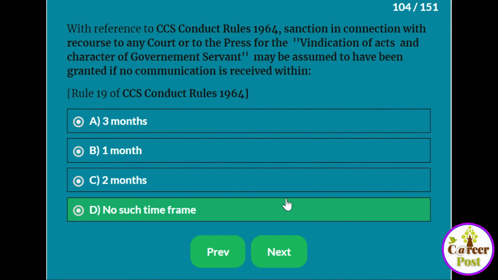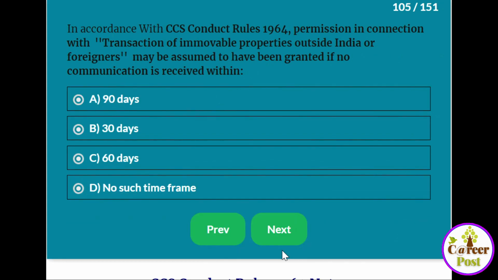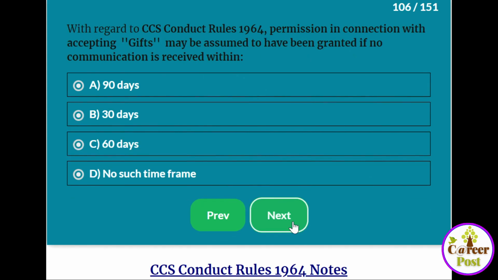With reference to CCS Conduct Rules 1964, sanction in connection with recourse to court or to the press for vindication of acts and characters of the government servant may be assumed to have been granted if no communication is received within 3 months, 1 month, 2 months, no such time. It is 3 months. In accordance with CCS Conduct Rules, permission in connection with transaction of immovable properties outside India or foreigners may be assumed to have been granted if no communication is received within 60 days. With regard to CCS Conduct Rules, permission in accordance with accepting gifts may be assumed to have been granted if no communication is received within 30 days.